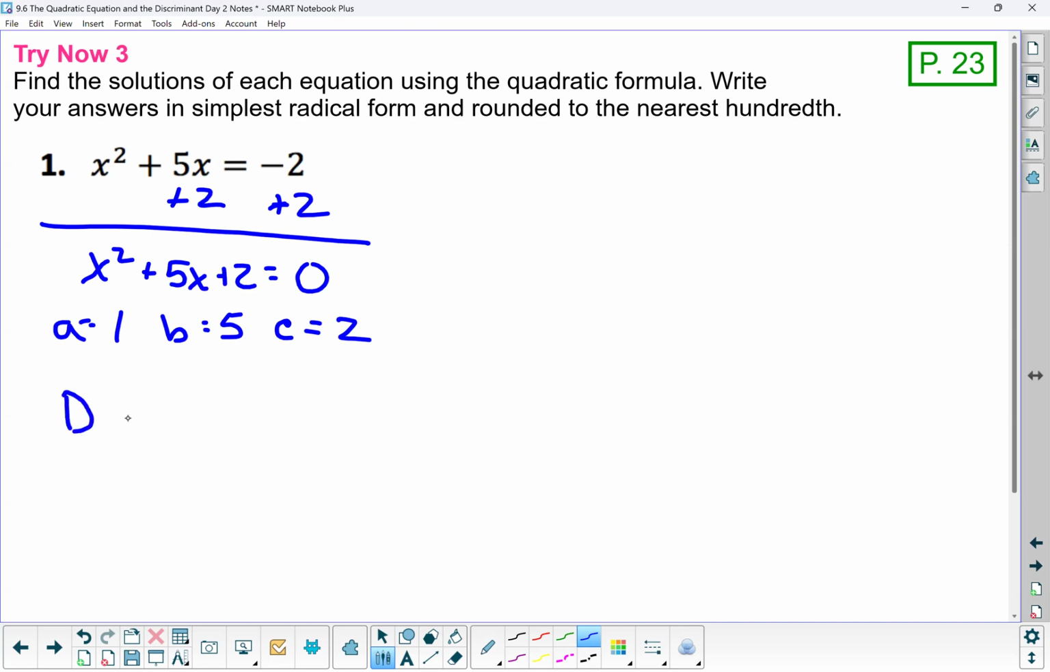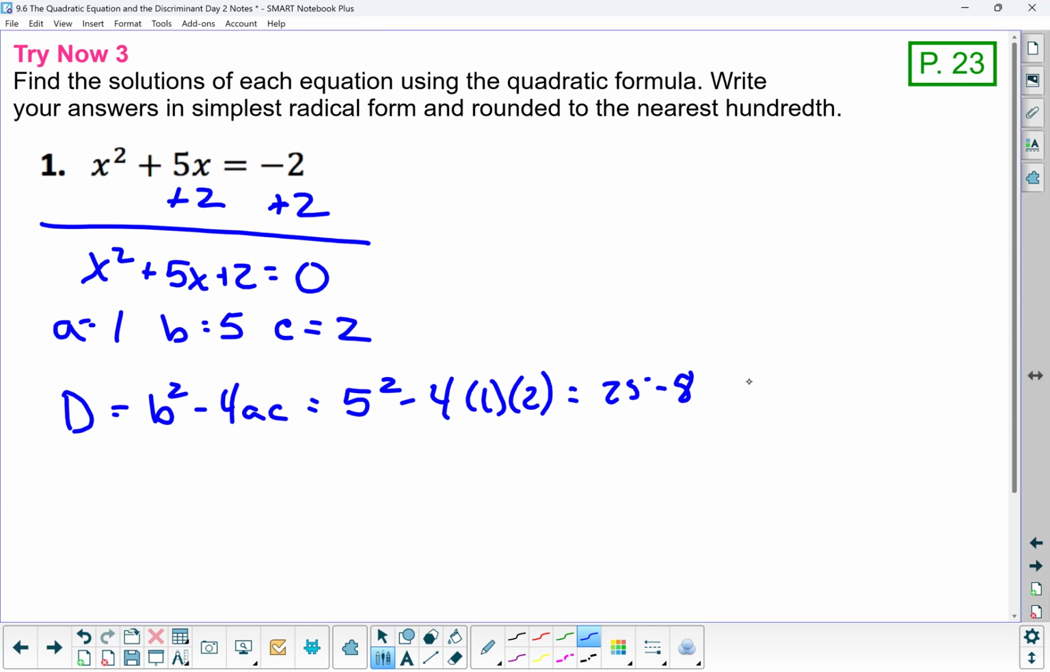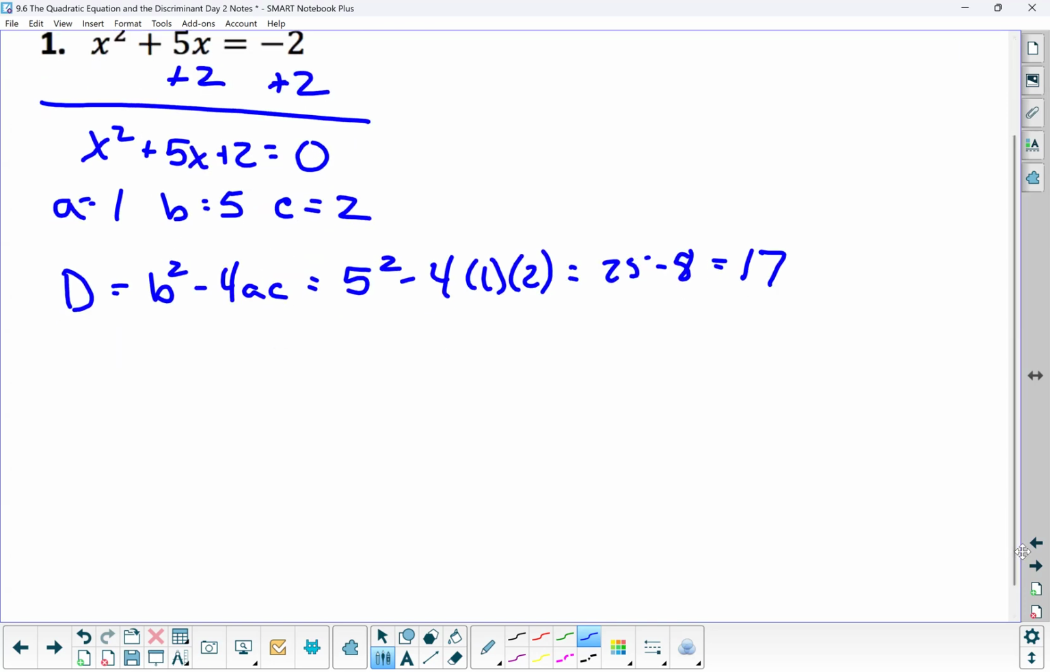Calculate my discriminant. B squared minus 4AC, which would be 5 squared minus 4 times 1 times 2. 5 squared is 25. Minus 4 times 1 is 4, times 2 is 8. So I get 17. Again, a positive value. So that means I'm going to have 2 solutions.